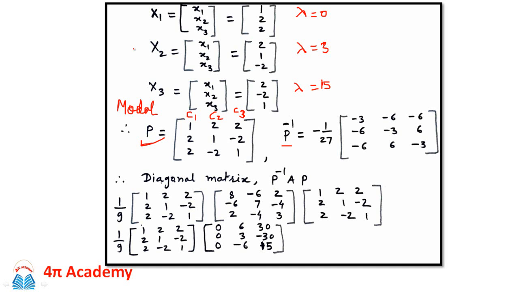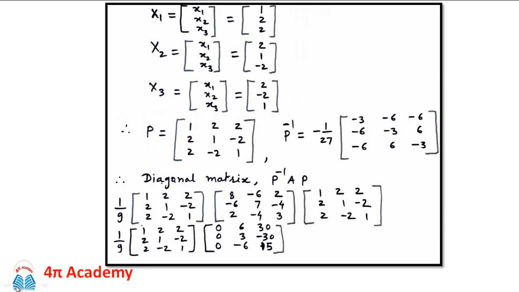So now the formula to diagonalize the matrix is P inverse AP, and that transformation is called the similarity transformation. So we write this diagonal matrix, which is P inverse. If I divide this by the scalar minus 1 by 27, it will become 1 by 9, and the minus sign will become plus. So I can take this as 1 by 9 into 1, 2, 2, 2, 1, minus 2 and 2, minus 2, 1. So this is my P inverse.